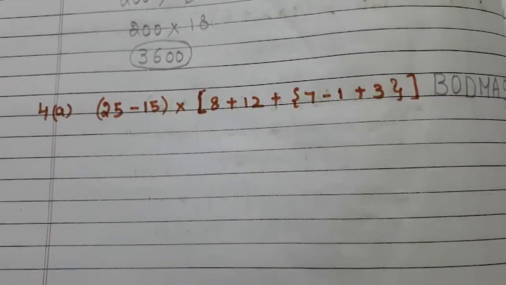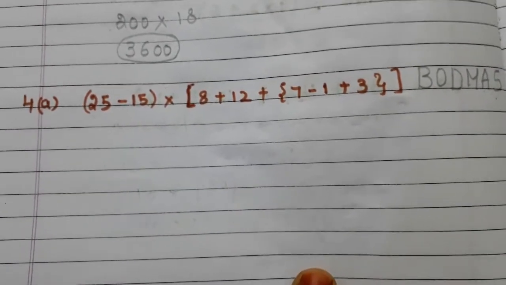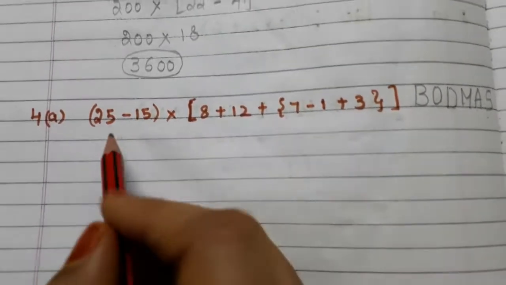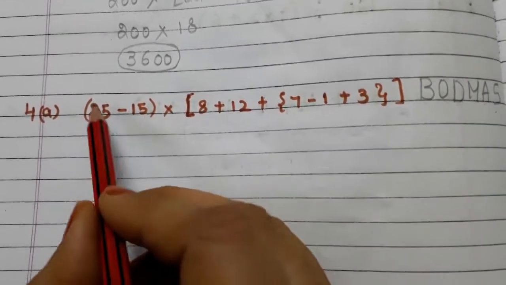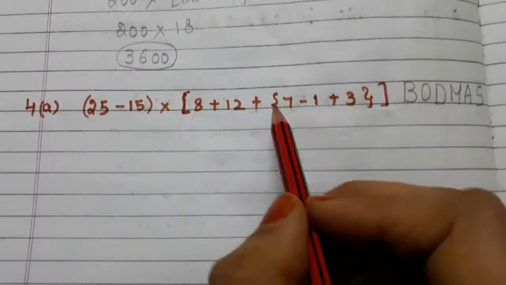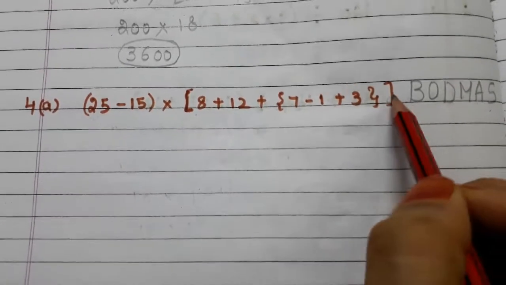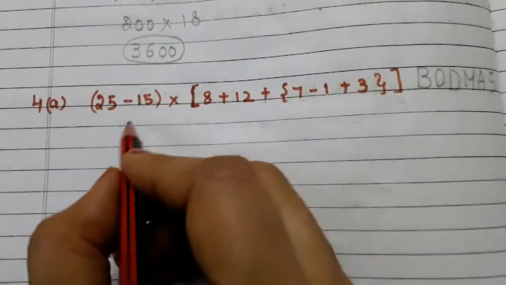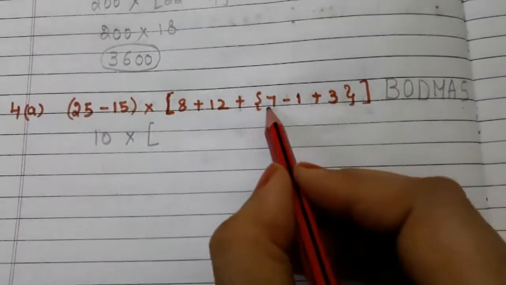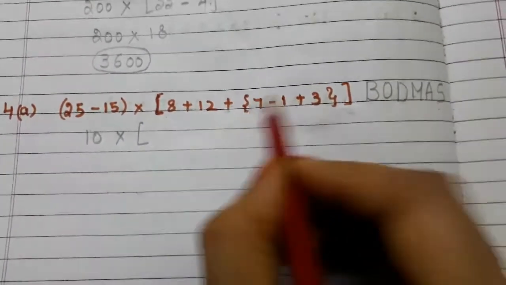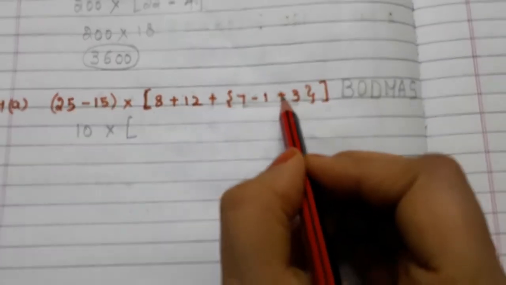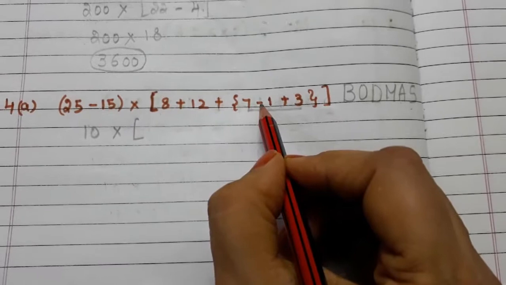Okay. Now let us go to question number 4. Evaluate. Here we have an expression. We have to evaluate this. Okay. We have 25 minus 15, which is in parenthesis, and we have here square brackets are there. Within square brackets, flower brackets are there. Okay. Let us solve. 25 minus 15 is how much? 10 into square brackets. Here flower brackets are there, within square brackets. So first we have to solve this. Okay. Here we have addition and subtraction. So which one we have to do first?